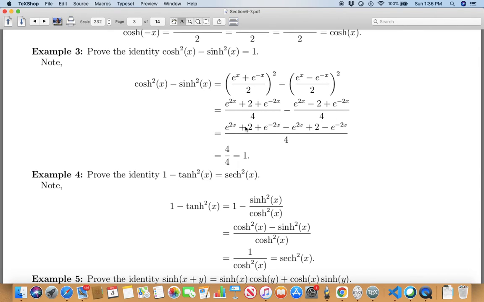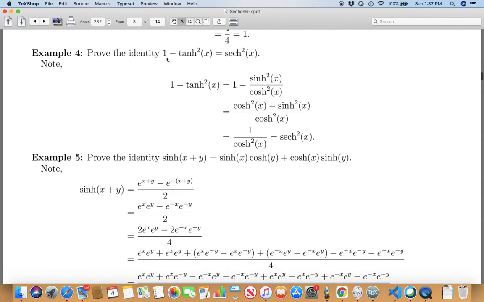Common denominator is 4: e raised to 2x plus 2 plus e raised to negative 2x, and notice this minus will distribute to the right. So negative e raised to 2x, positive 2, negative e raised to negative 2x. Let's see what happens. This gets cancelled by this, and this gets cancelled by this. All I'm left with is 2 plus 2, 4 over 4, which is an overall 1. So you have proved this identity.